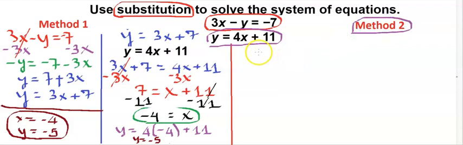So here I'm going to take 3x minus y. But William, what is y equal to? No. 4x plus 11.